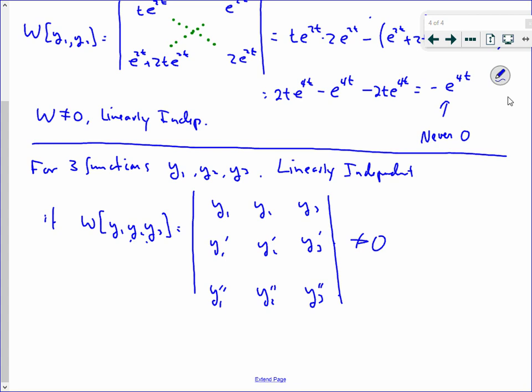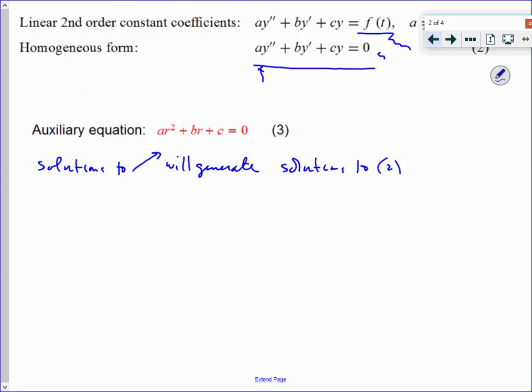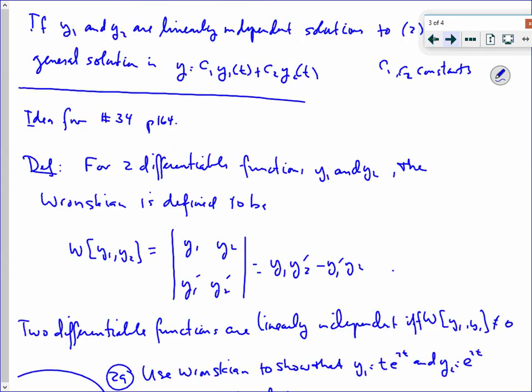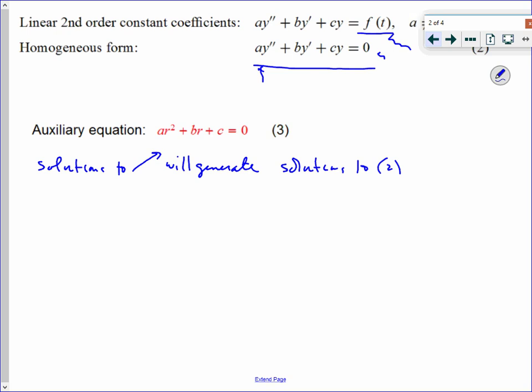But there's one way to determine. Okay. And the whole idea behind doing this is if you have linearly independent solutions, then you can combine them to make a single general solution. So let me back up to what I was working on. I backed up 2 pages. We're still working with the auxiliary equation, a r squared plus b r plus c equals 0. Solutions to this auxiliary equation will generate solutions to the homogeneous form.